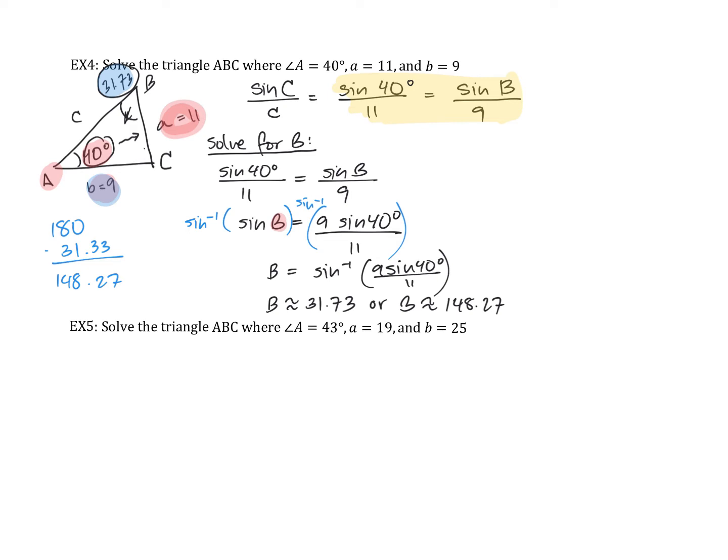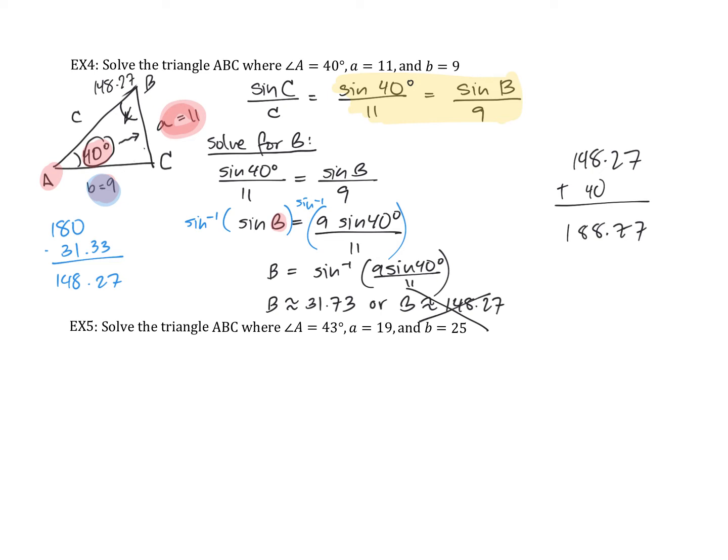Now let's check 148.27 with those two things that we had before. So if I plug in 148.27, I already see a problem here. 148.27 plus the angle we do have, 40, is going to be larger than 180. That is going to be 188.27. That's only two of the angles. We would still need to find one other one. So already we know that B doesn't work.